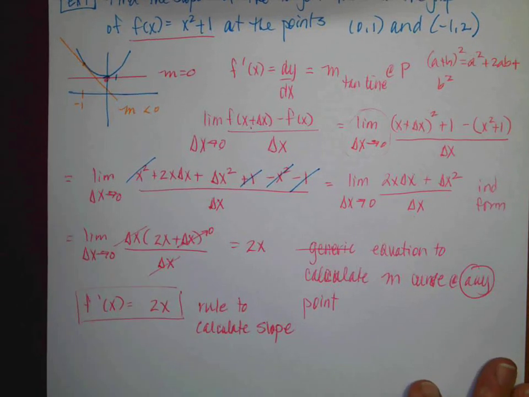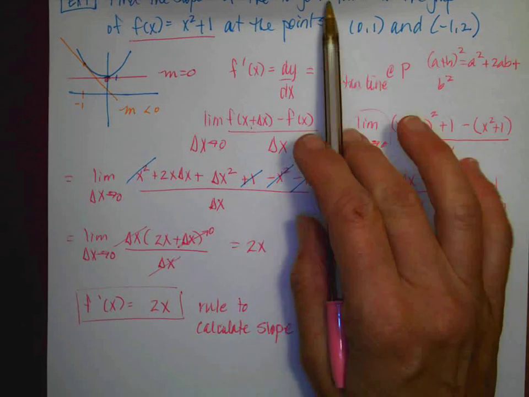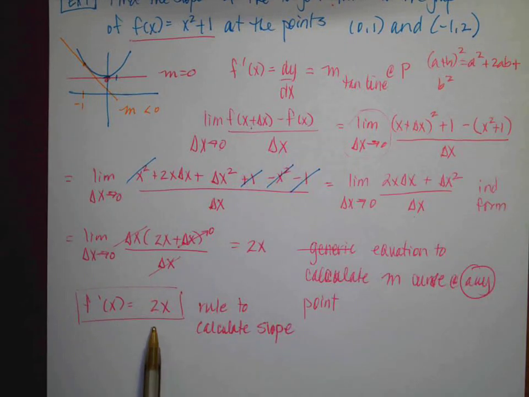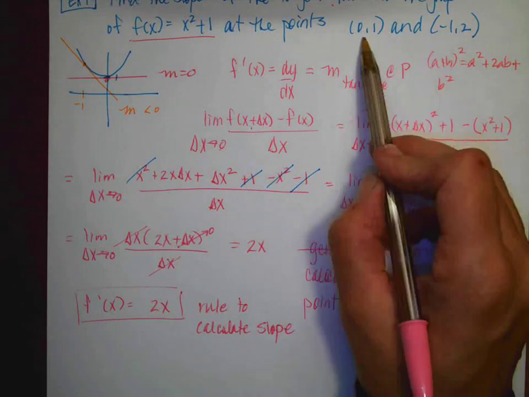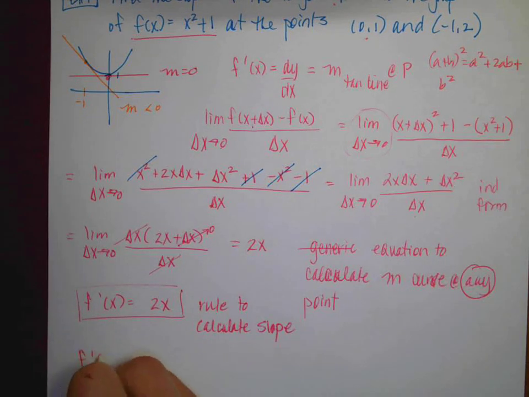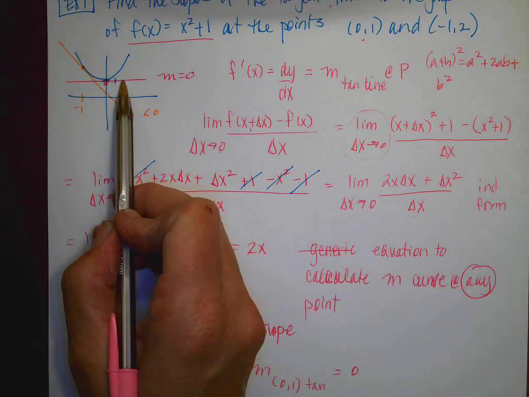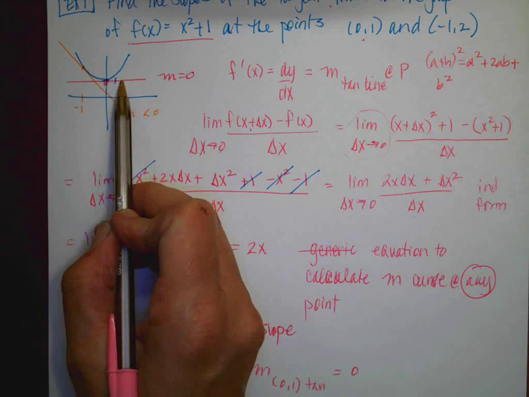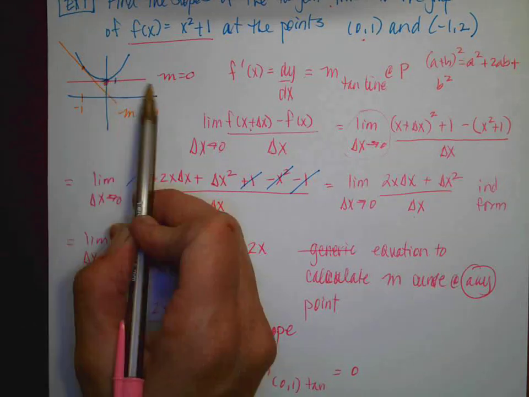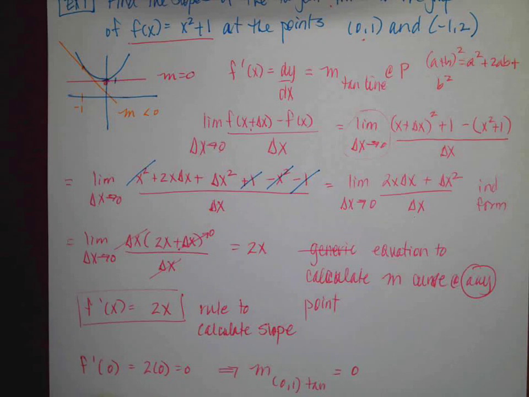This is nice. So now we want to go back and read what the problem actually asked us to do. They said find the slopes of the tangent lines. This is the rule that allows me to calculate the slope of the tangent line, but I need to evaluate it now at these 2 points. So I'm going to do f prime of 0, and I'm going to get 2 times 0 equals 0. So that says that the slope at the point 0, 1 of the tangent line is going to equal 0. And if you'll remember, I told you that was going to be the case when we first drew our picture. The slope of the horizontal tangent is 0.